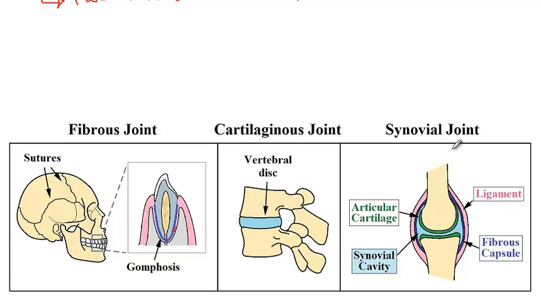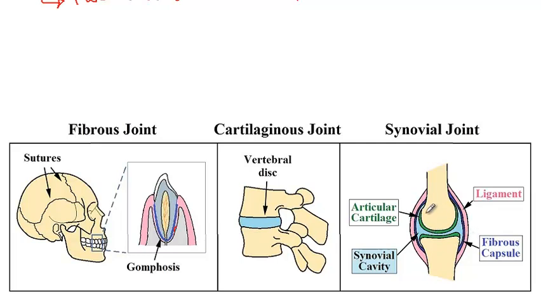And the components of synovial joints include the articular cartilage, which is shown here in green. So the articular cartilage covers the surface of the bones. The synovial cavity, which is shown here in blue color, is filled with a synovial fluid in order to lubricate the surface of these joints.